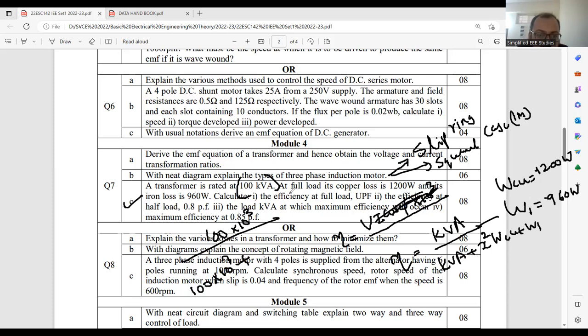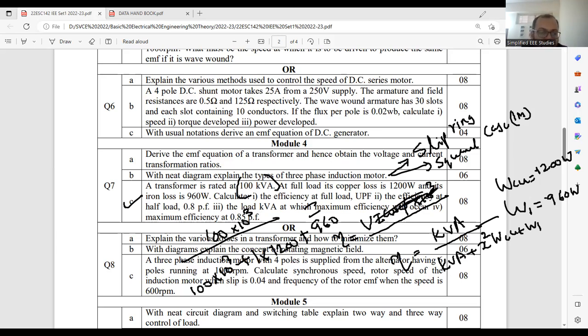First one, efficiency at full load. So X will be 100%, that is equal to 1. 1 into, what is WCU? WCU will be 1200 plus WI, iron loss, 960. If you substitute, you will get the answer. Similarly, if it is asked with another type of load, like X equal to 25%, you have to take 0.25. Here the power factor is unity. If it is some other power factor, you have to mention the power factor. So that formula I'll be showing you.